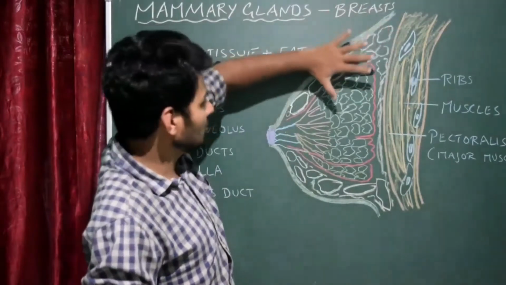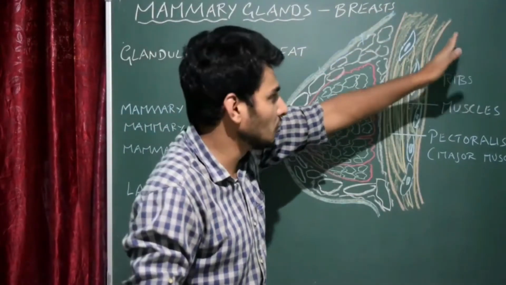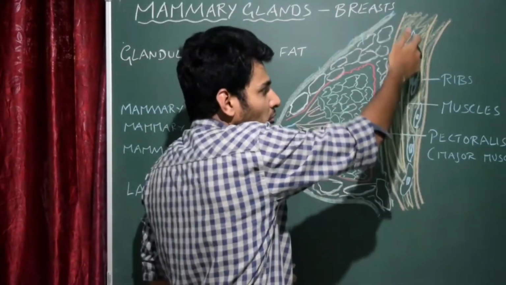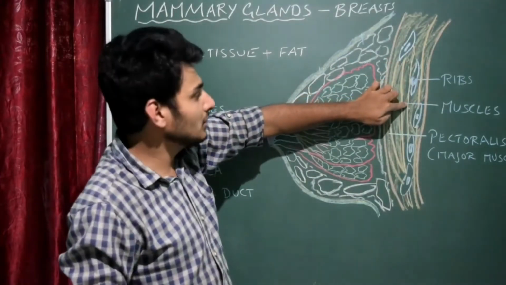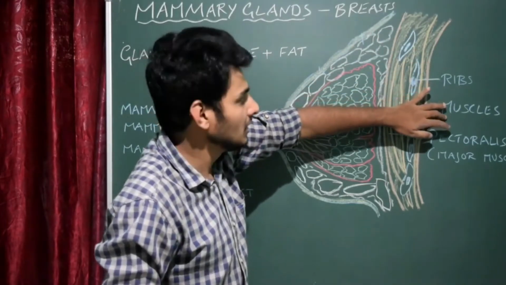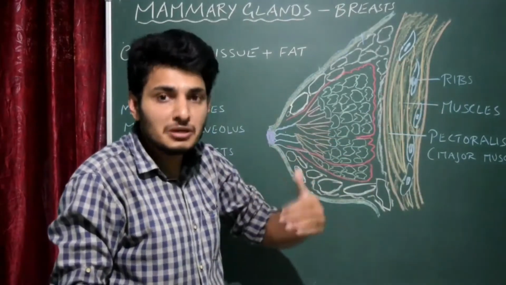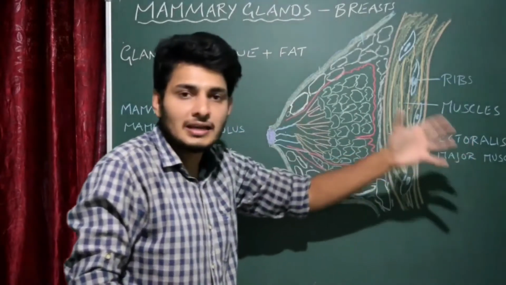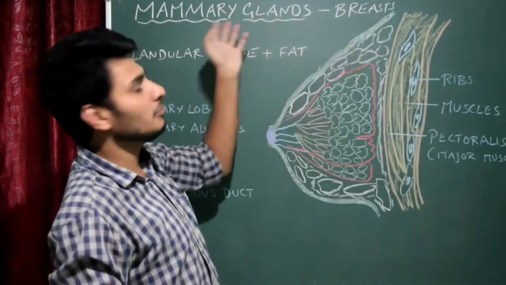See here, the mammary gland is attached to the chest cavity, that is the ribs. The blue colored ones are the ribs, and in between the ribs you could see the muscles. So the mammary gland sits between the ribs as well as the muscles. You may get a question: name the major muscle which holds the mammary gland. That is the pectoralis. The pectoralis is the muscle present over the ribs, which gives support to the mammary glands.